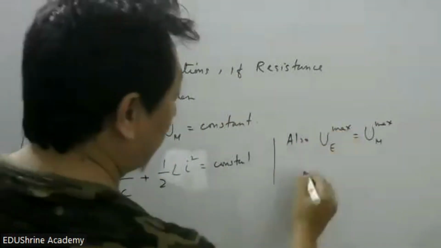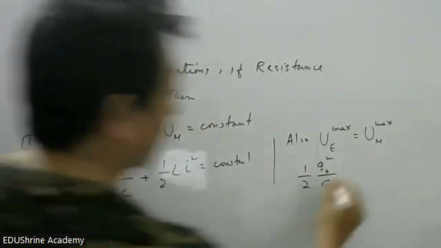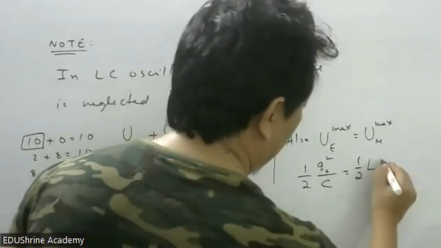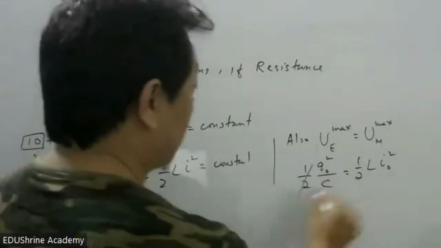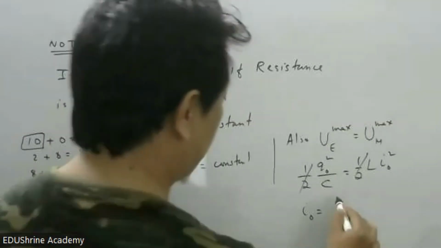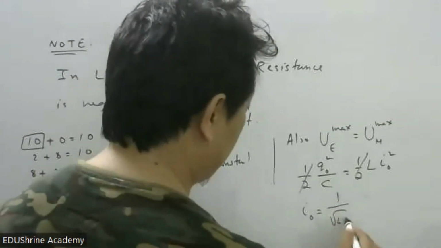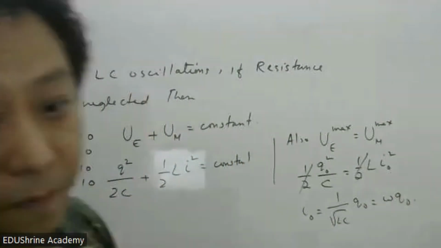What is the maximum value of electrostatic energy? Half Q naught square by C. And this is half L I naught square. So this half can be cancelled. So I naught will be, if you cross multiply, 1 by root LC into Q naught, which is omega times Q naught.